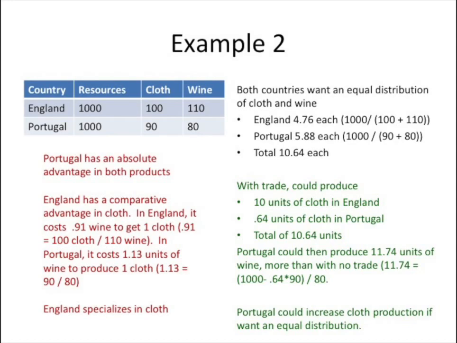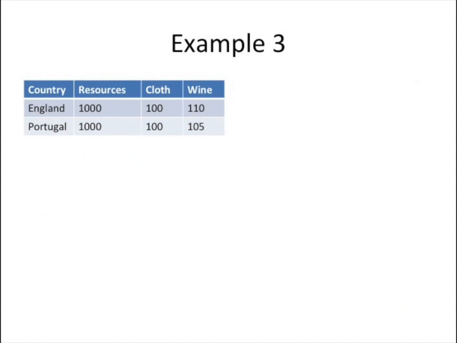That gives us 10.64. So if we do that, we have our 10.64 units of cloth that we had originally with no trade. If that happens, Portugal could produce 11.74 units of wine, and that is more than the wine that would exist without trade. Now, those two countries could adjust their production, but overall, if we allow trade and specialization, both countries will be made better off. I have one final example, example 3.